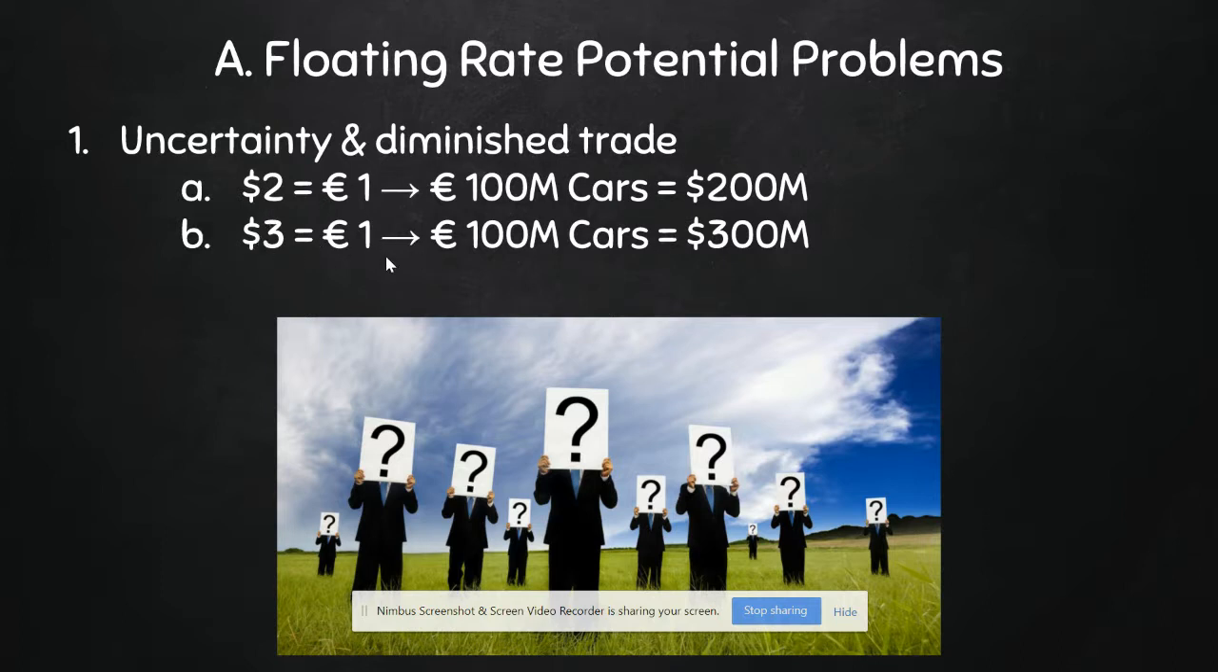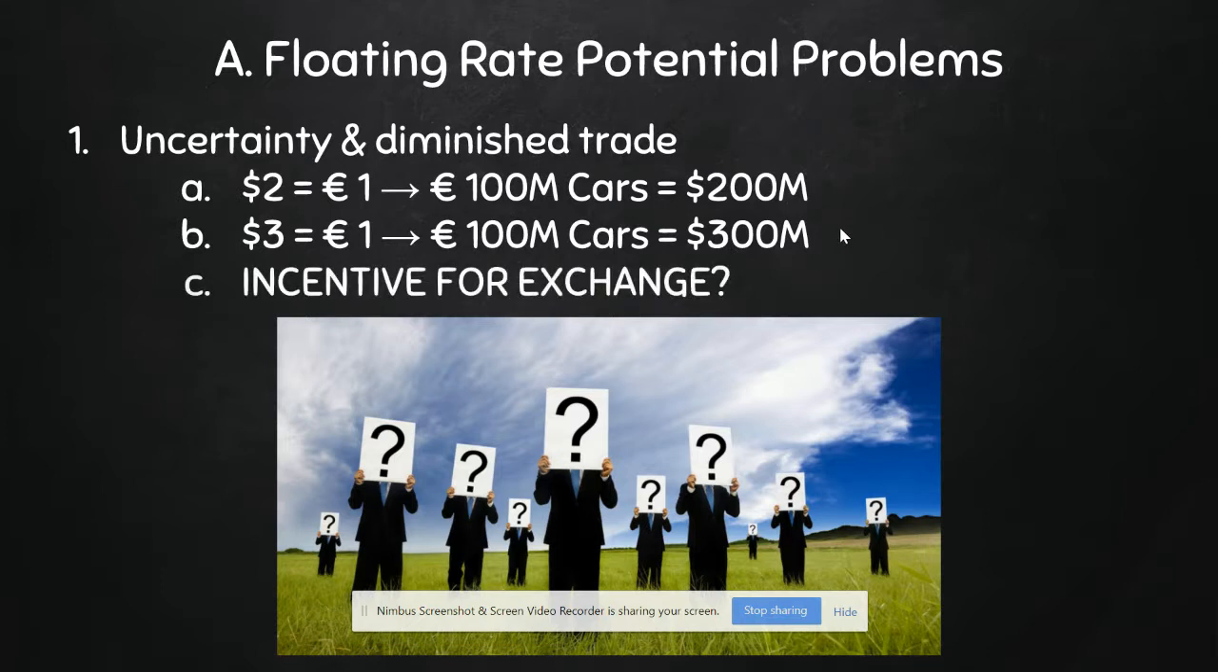That means my 100 million euros worth of cars that I was about to buy, same amount of cars, same value, but it's going to cost me 100 million more dollars, or $300 million. And so the incentive for exchange when we have this floating exchange rate might disappear because of the risk involved when I don't really know what to expect from the exchange rate.